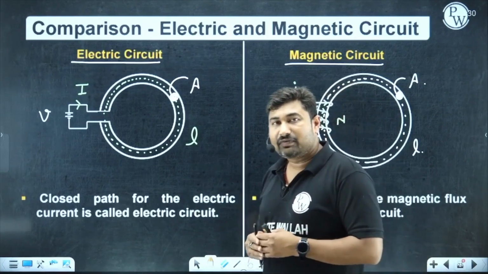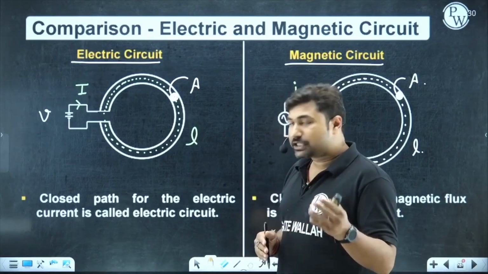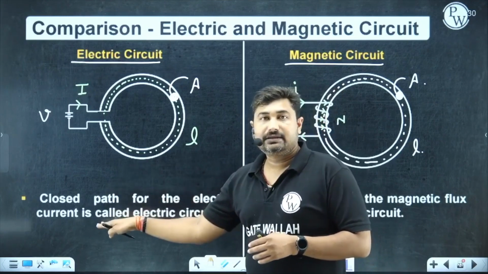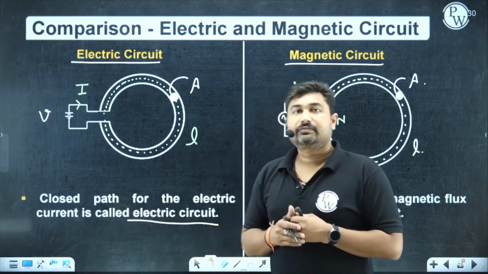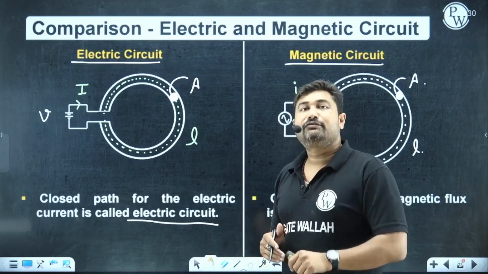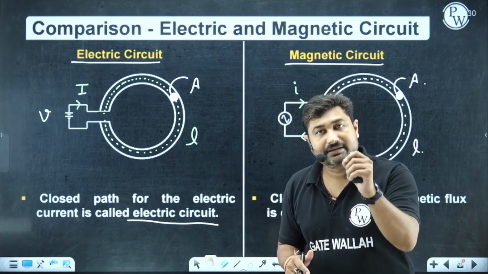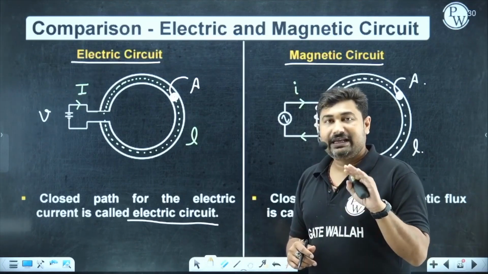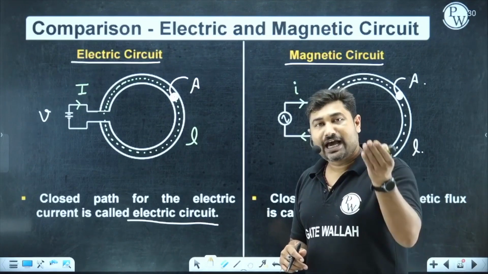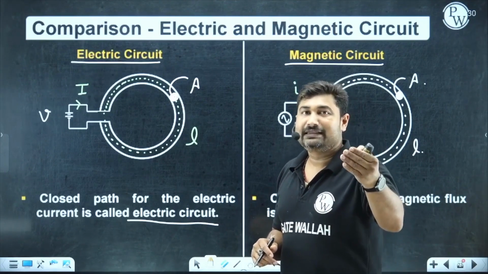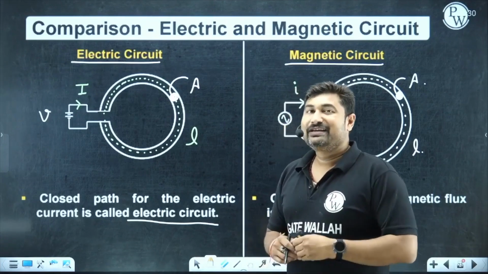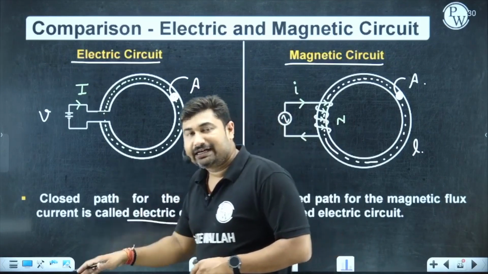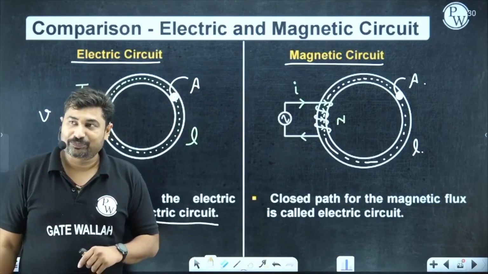So the basic definition of electric circuit is: a closed path for the electric current is called an electric circuit. It means, sir, if in any material we don't have a closed path for the current to flow, then that is not called a circuit. Yes. A closed path for a current is defined as an electric circuit. Is it okay? Yes, sir.